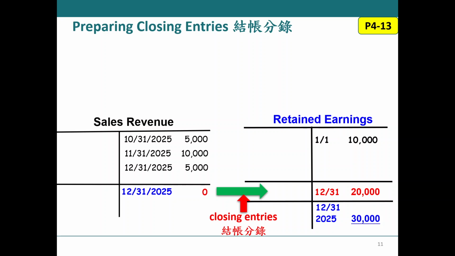So what's our purpose? Closing entries. We just want to transfer our data, money. So we transfer what? Revenues, expenses, and dividends. To where? To retained earnings. Okay? So closing the book, actually, we just transfer the money from revenue, expenses and dividends. Okay?